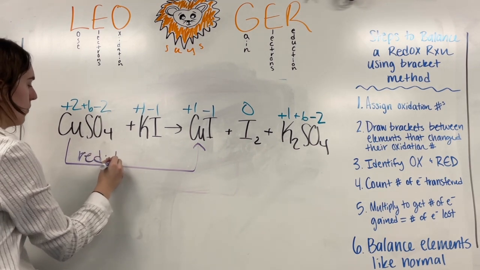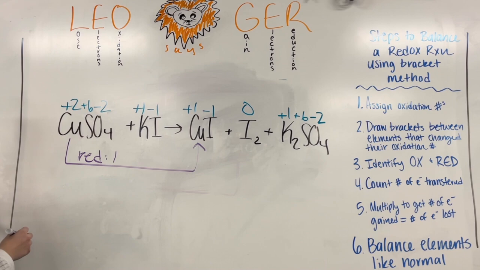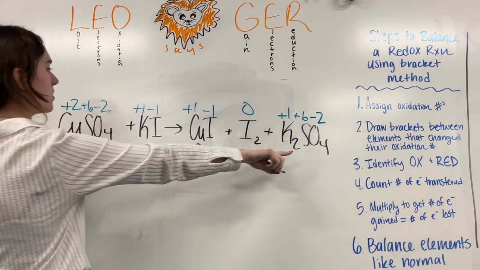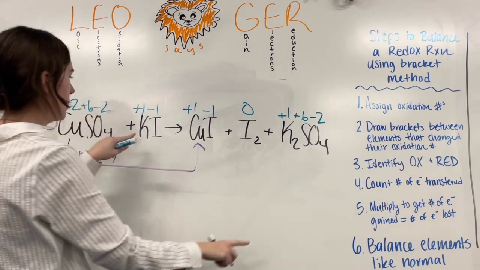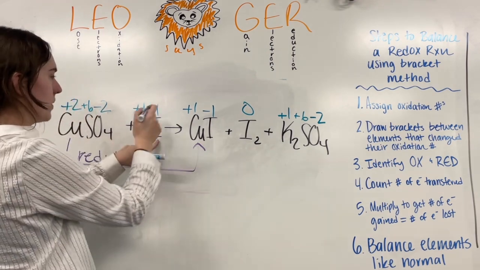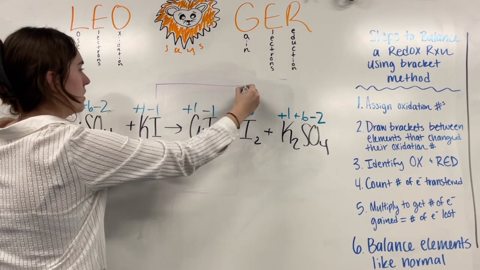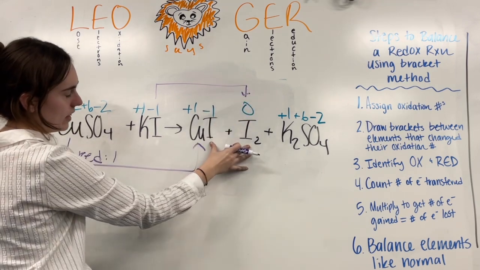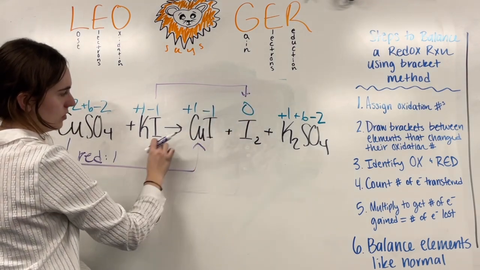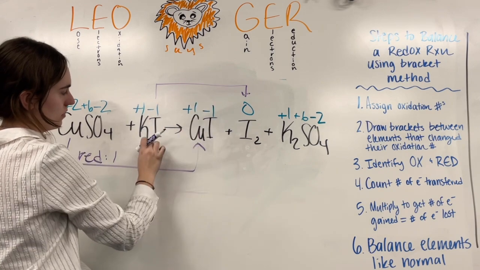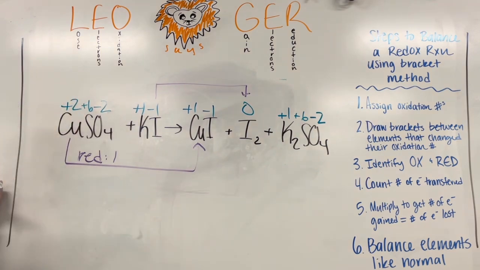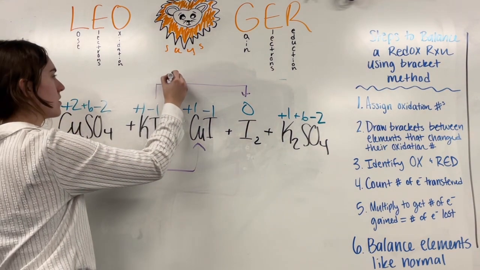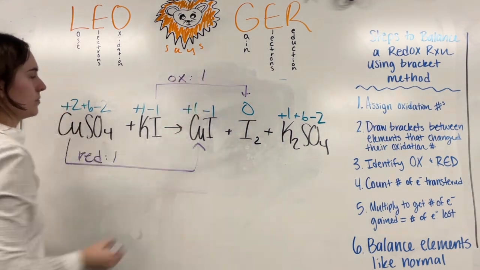How many did it gain? Well, 1, because it went from a +2 to +1. Sulfur stayed at +6. Oxygen the whole time was -2. Potassium stayed at +1, so it must have been iodine. Yep, iodine changed here. Notice how there's iodine in 2 places. I don't want to connect these two because it didn't change this element to this element. It changed iodine here from -1 to 0, which means it lost 1 electron.